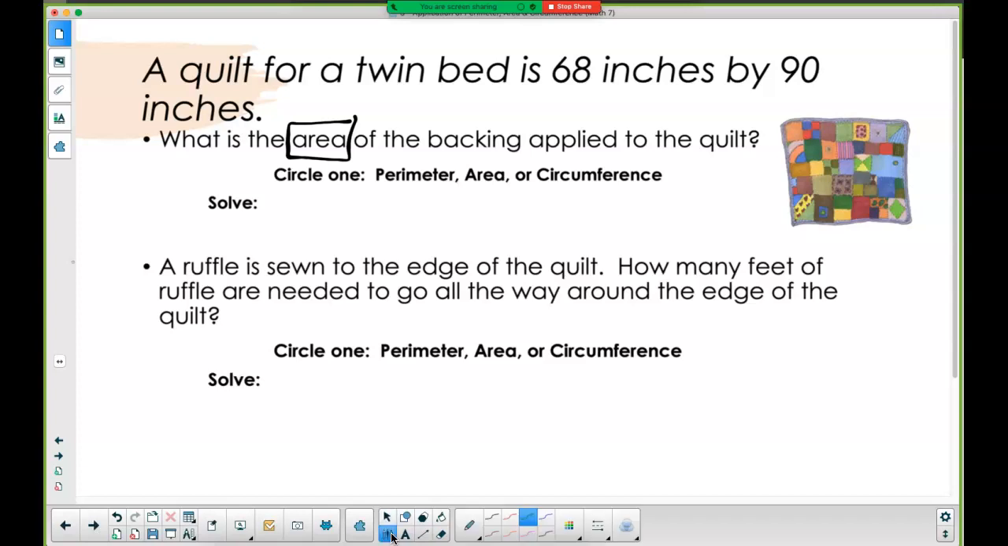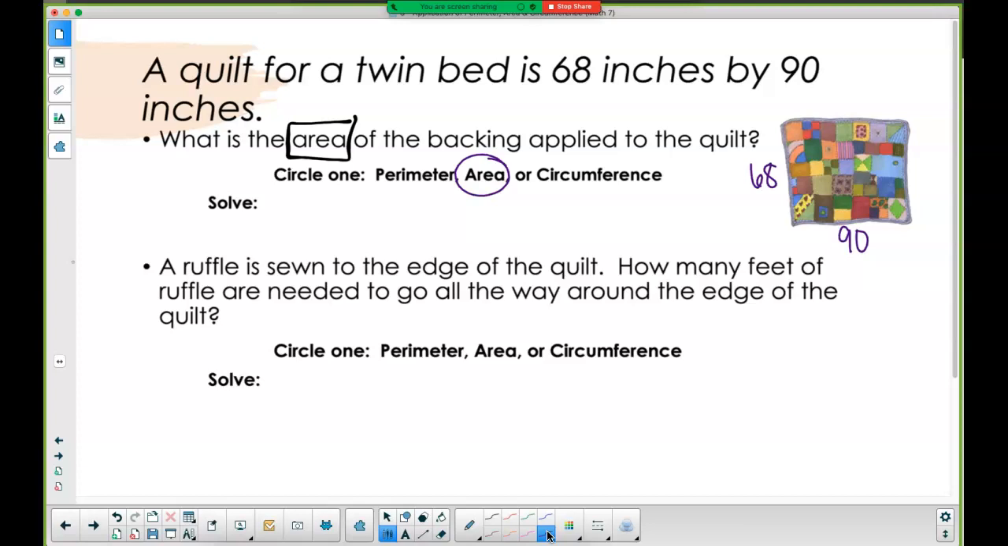What shape is a quilt? What shape would it be? Krista? A rectangle, right? If you took your bedding off your bed and laid it on the floor, it's just a big rectangle, okay? So we have this rectangle that is 68 inches by 90 inches, and we're trying to find the area.